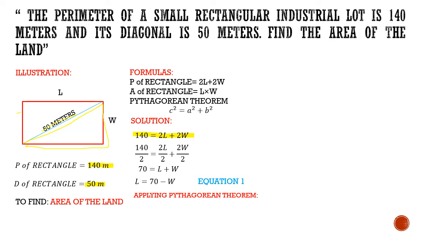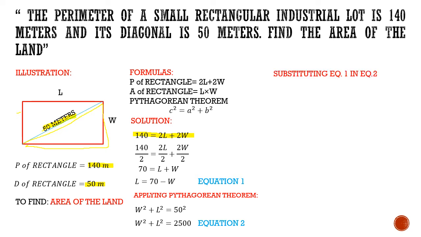Susunod, applying the Pythagorean theorem, c squared is equal sa a squared plus b squared. And as we all know that this diagonal, 50 meters, would be the c squared, and length and width would be a squared plus b squared. Applying the formula of Pythagorean theorem, w squared plus l squared is equal sa 50 squared. So, simplify lang natin. So, w squared plus L squared is equals to 25 as equation 2.